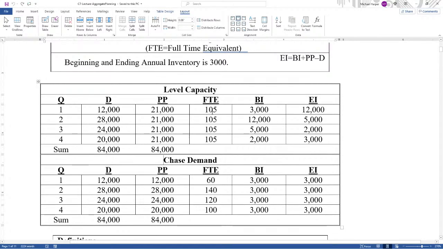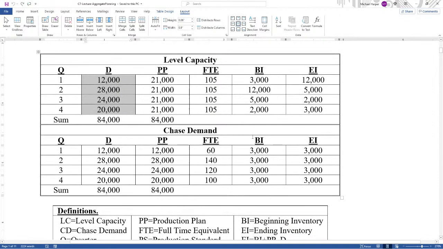But now, characteristics. And this is one of the most important things to take away from aggregate planning. And that is, for level capacity, the variability in the demand, and we see variability 12, 28, 24, 20, that's variability. The demand variability is totally reflected in the inventory, and it's not in the capacity at all. So the capacity could be referred to as independent of demand variability, and the inventory is dependent on demand variability. Now, chase demand is just the opposite. The capacity is dependent on demand variability, and the inventory is independent of demand variability.